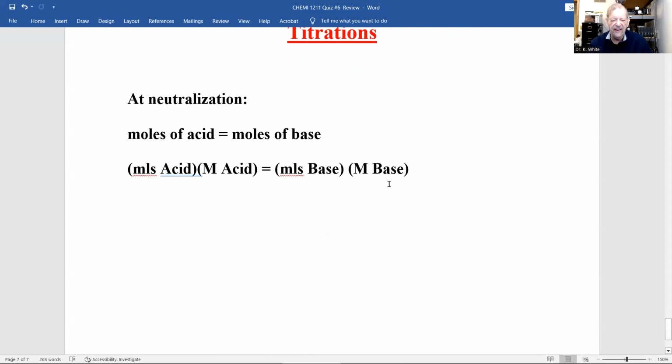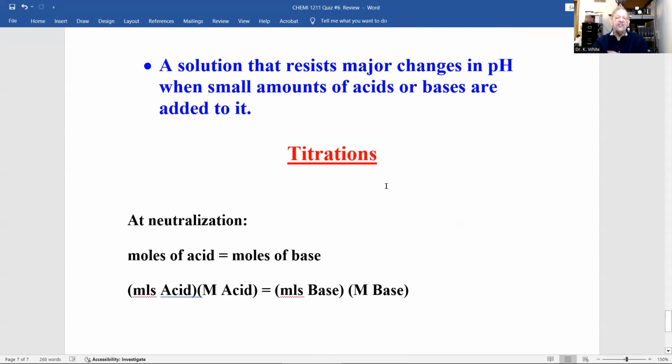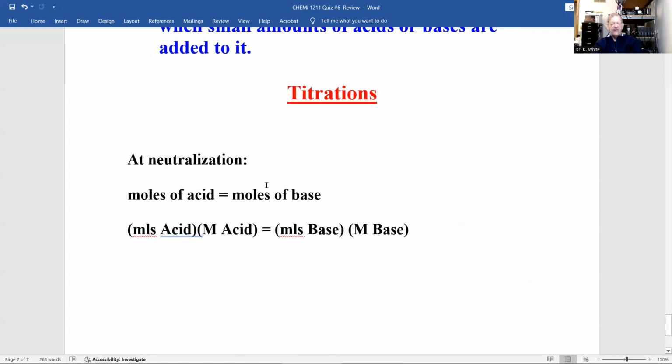Now, the final thing I'd like to talk about is titrations. And titration is a reaction where you neutralize an acid with a base or a base with an acid. Why is it called neutralization? Because you take it to pH 7, neutral. And at neutral pH, at neutralization, moles of acid equals moles of base.